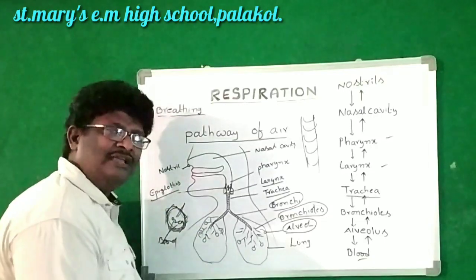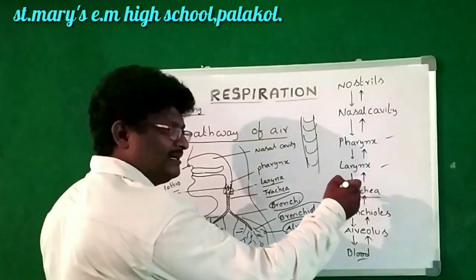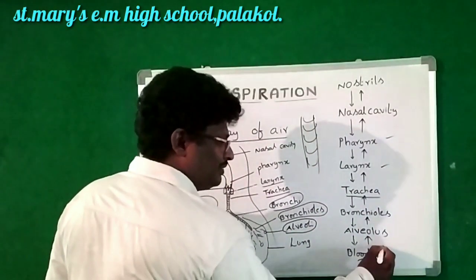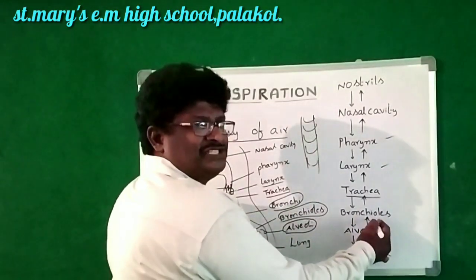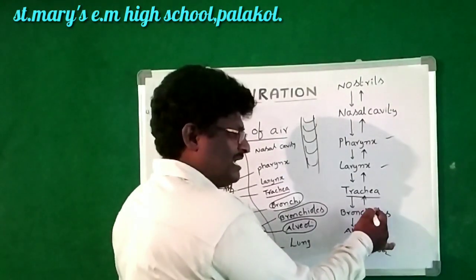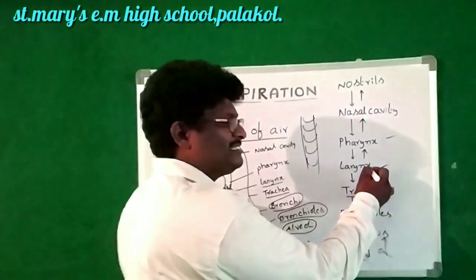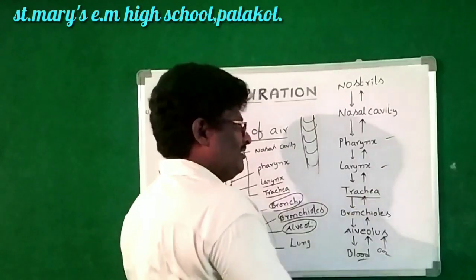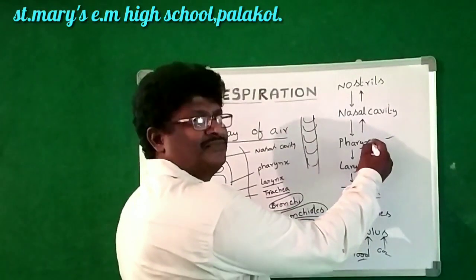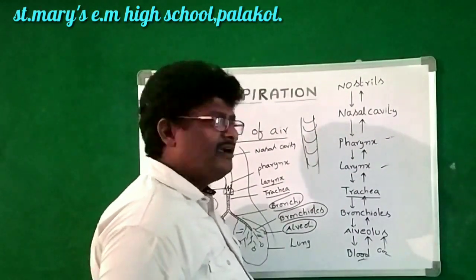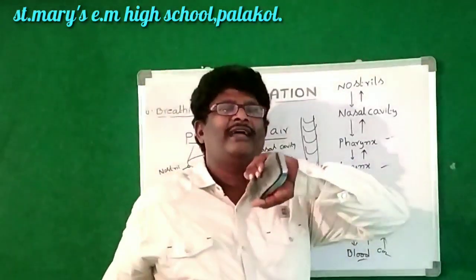Now this alveoli is having CO2. See, the blood releases the CO2 into the alveoli. From the alveoli, it enters into the bronchioles. From the bronchioles, the CO2 enters into the trachea, then the larynx, then the pharynx, then the nasal cavity. From the nasal cavity, the air enters into the nostrils. Through the nostrils, the air comes out.